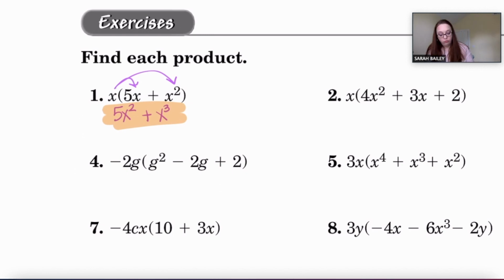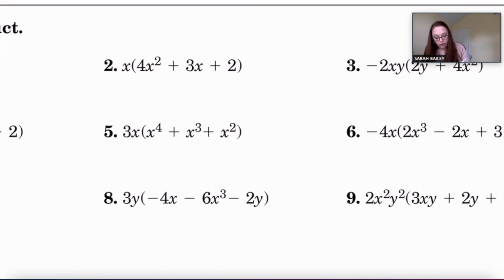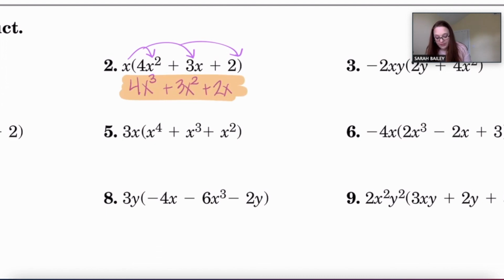Let's look at number 2. So I'm going to use that distributive property. I highly encourage you, draw in those arrows so you don't forget. So I'm going to do x times 4x squared. So that's going to be 4x cubed. Then I'm going to do x times 3x. So that would be plus 3x squared. x times 2, so plus 2x. That's it. Let's do another one.